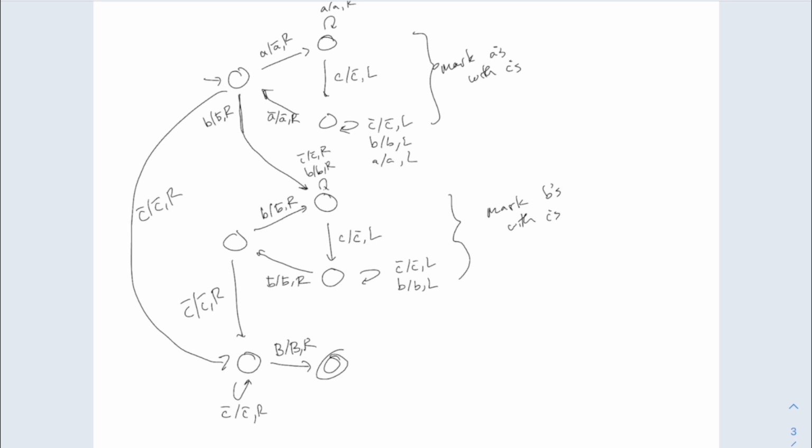I had one more. So this is one sort of way that they can be more complicated. That is to say, you might have two separate loops that you have to patch together. One more, and that is a Turing machine for the language where the number of A's equals the number of B's.